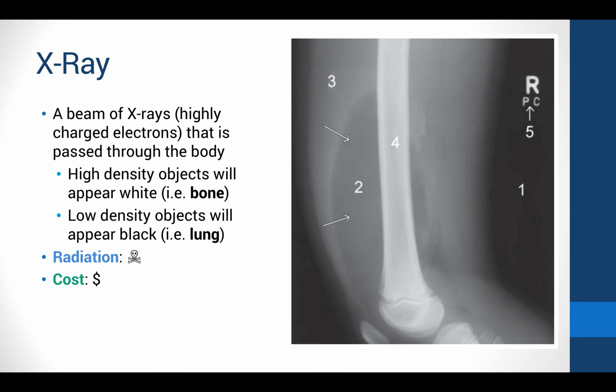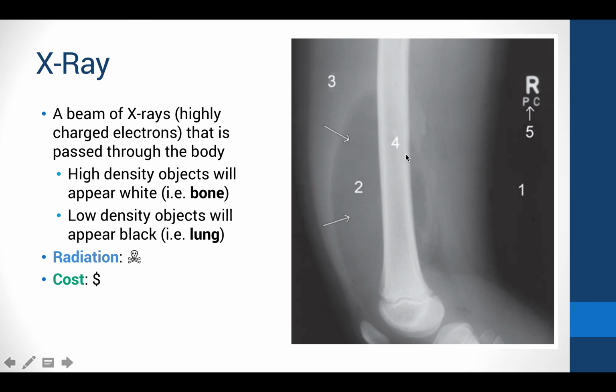So highly dense objects where the electrons will scatter everywhere against it are going to look white, whereas low density objects or air where there's no scatter whatsoever are going to appear black. So everything in between is going to be some type of shade of gray. So in this picture you can see that the number labeled 1 is basically just air. It's the air surrounding the leg.